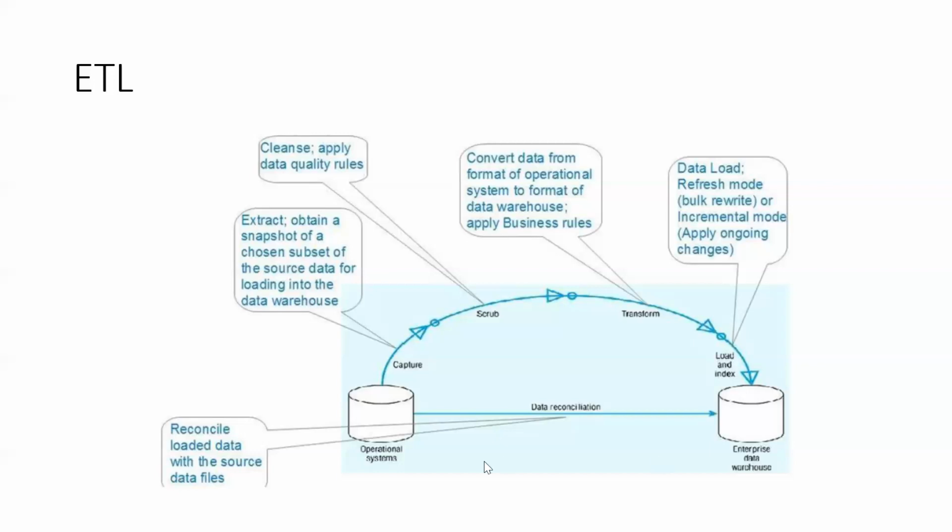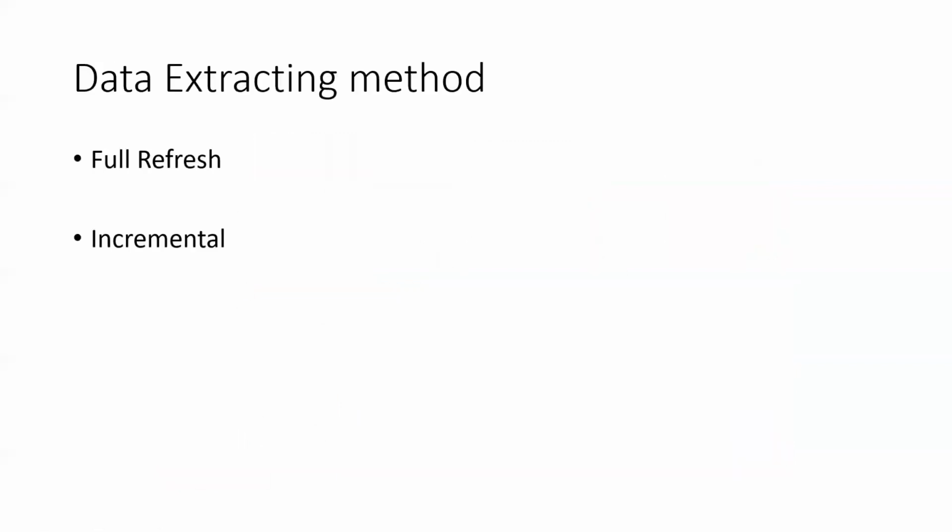Now there are various strategies to load the data to the target. Even there are various strategies to extract the information from the source system. Let me show you. So for the data extracting method, there are two different extract methods. One is full refresh, another one is incremental data load.